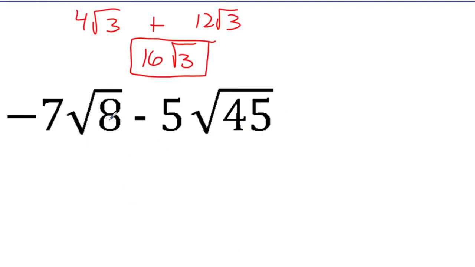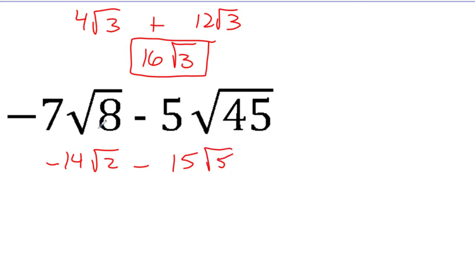This square root of 8 is really 2 root 2, so this will become negative 14 root 2. Right? Just take the square root of 4 and multiply it by the 7. Right? And I can do the same thing with this. It will become 15. And here's the catch, though. After I simplify it, this one becomes 15 root 5.